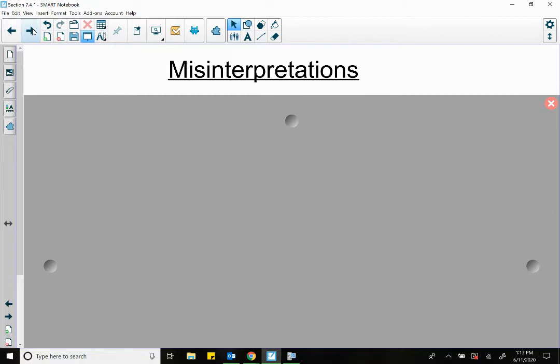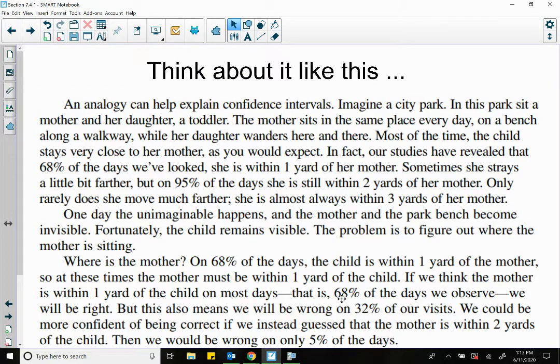But just so you know, confidence intervals will change with every random sample. Just like every day that we come back and visit, the daughter goes different lengths around the mom. Different intervals. But the mom is somewhere between those intervals.